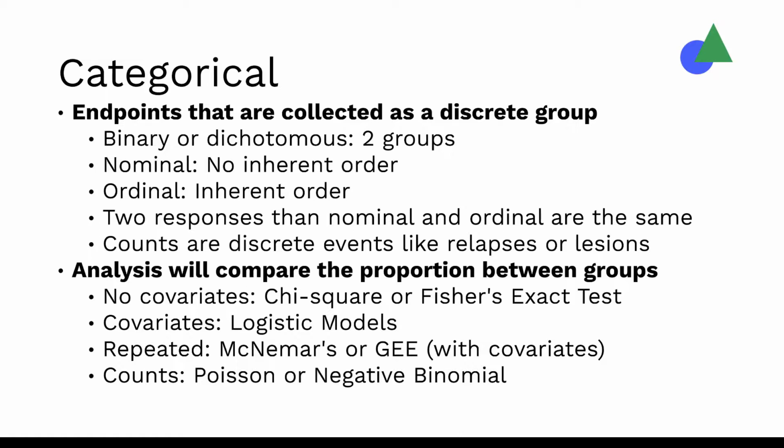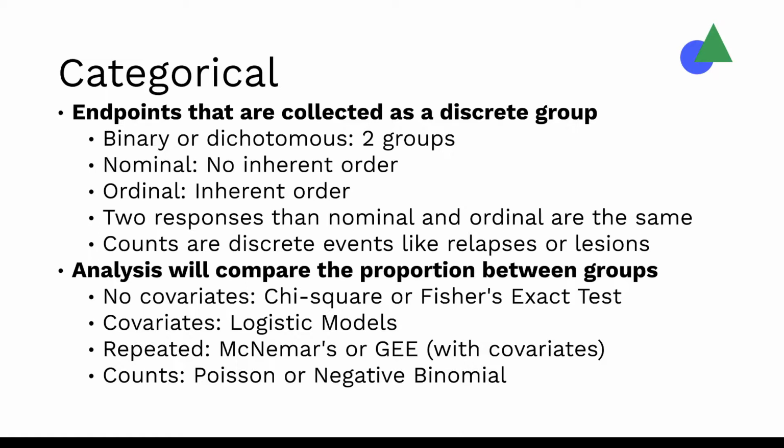It's important to remember that if you only have two response options, so if it's binary or dichotomous, then nominal and ordinal will give you the same results. Counts are generally considered discrete events like relapses or lesions. Depending upon the distribution of your counts, it's almost always treated as categorical, or at least it should be.